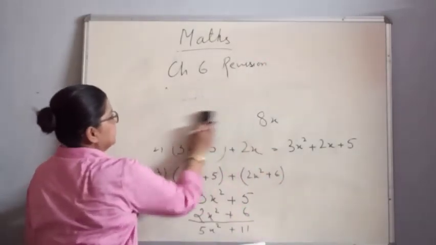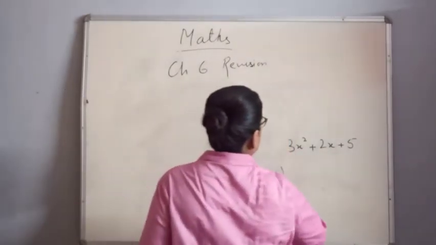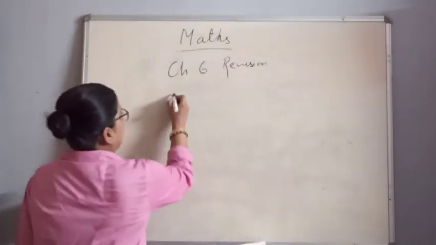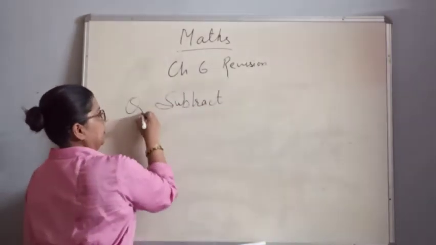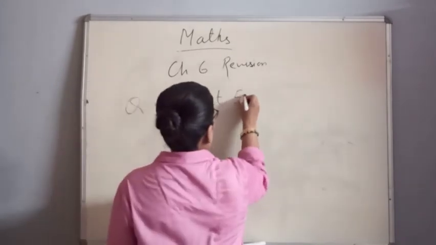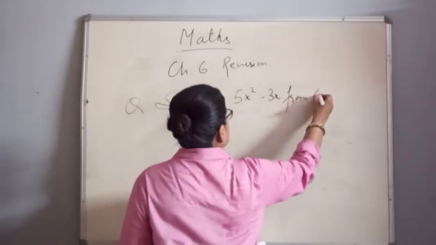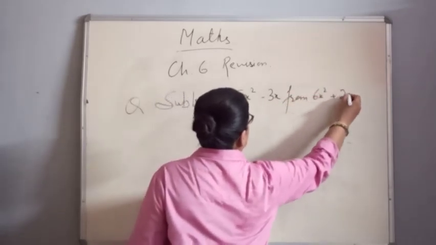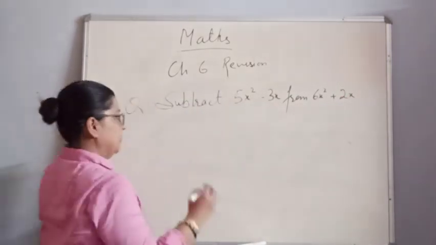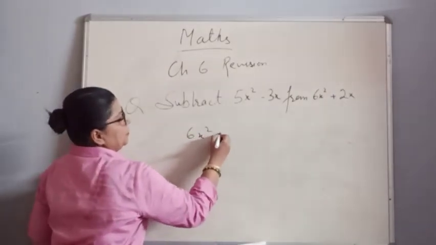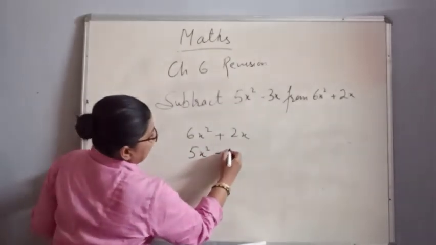After this, we have subtraction. Subtraction also we have done. We have done many questions of subtraction. If I write: subtract 5x square minus 3x from 6x square plus 2x. So the expression which comes after 'from' we will write first: 6x square plus 2x. After that, 5x square minus 3x.